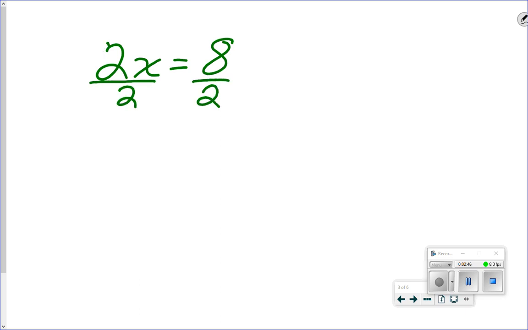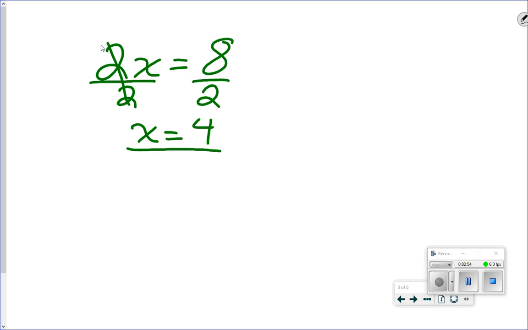Division and multiplication are the other two operations you'll encounter. So if you have something like 2x, that means 2 times x. So the opposite of multiplication is division. So in order to get rid of this 2, we divide both sides by 2. These 2's will cancel out, and I'll get x equals 4.